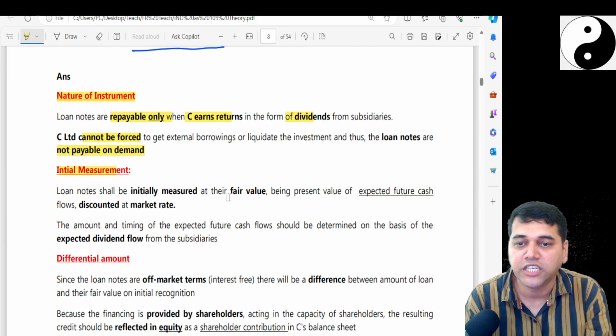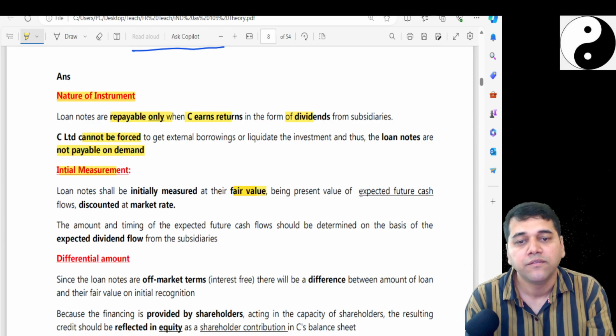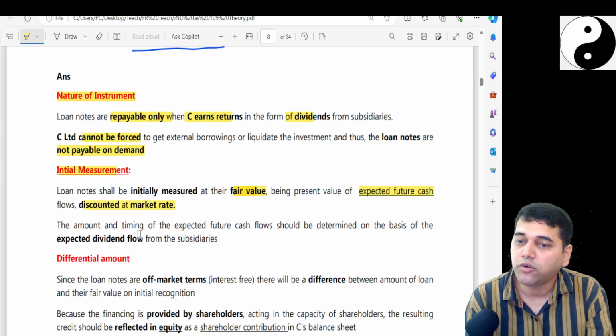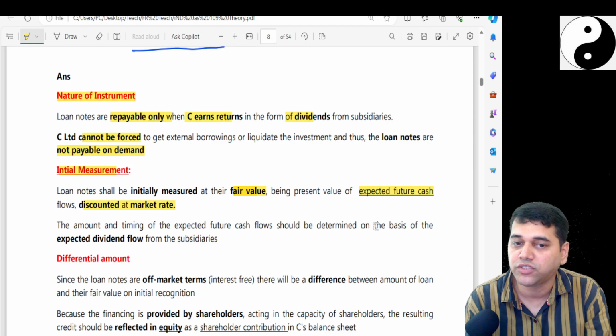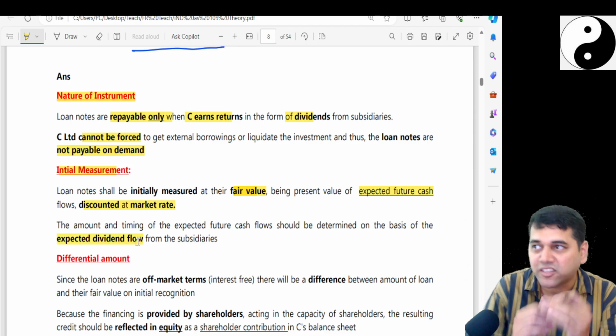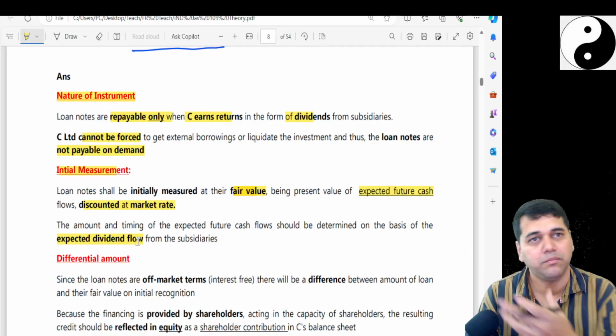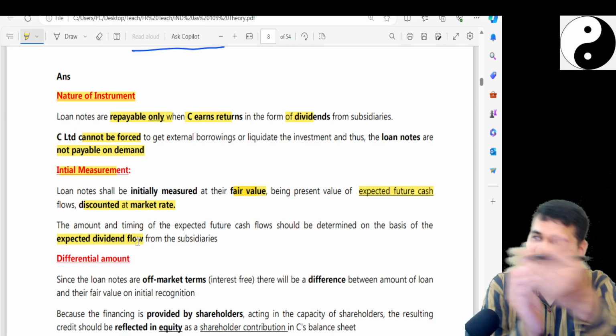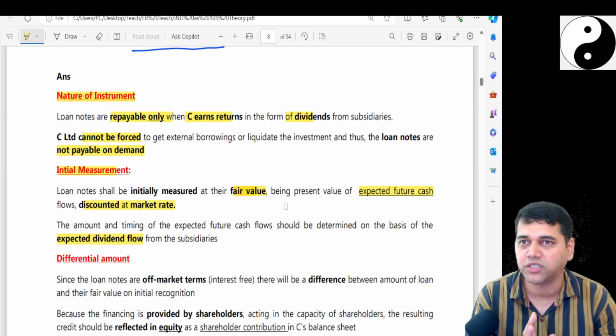How do you measure it? Initially measured at the fair value, which is the expected future cash flows discounted at the market rate. The amount and timing of the expected future cash flows are determined on the basis of expectations. So if you can expect when they will pay the dividend, it is your own company, no. If you expect, based on that you can discount it. This is a different type of question.